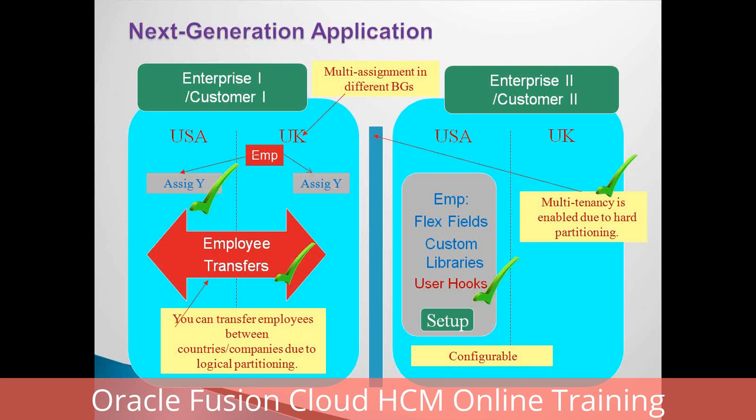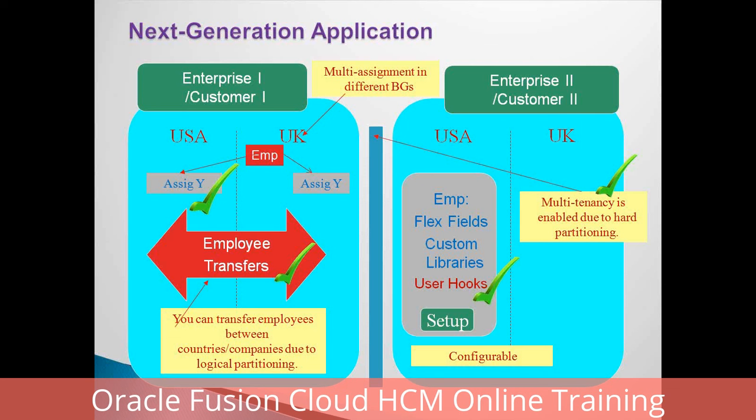Then before concluding, we will just have a focus on the next generation applications. I'm not going to discuss much, but to give you a brief idea, what is the transformation taken place from the earlier applications to the cloud, how the structure of the organization can be determined. Now we know that in our e-business applications, we have a hard partition between the business groups, and business group used to be country specific. If you have multi-country operations, probably you will create multiple business groups, business group India, business group Singapore, business group US, business group UK, like that.